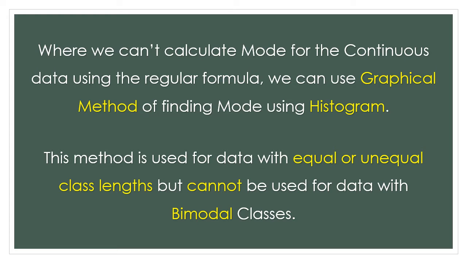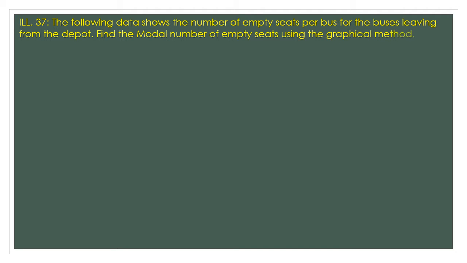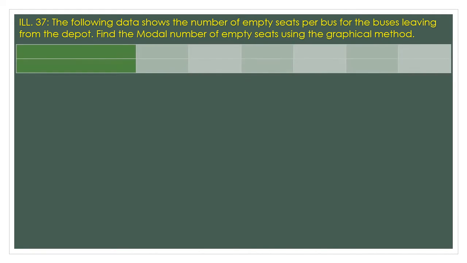I will directly take an illustration here because that would be the best to explain how to create a histogram and how to calculate mode using that. Let us start with illustration 37. The following data shows the number of empty seats per bus for the buses leaving the depot. We have to find the modal number of empty seats using the graphical method. Now let's check out the data first.